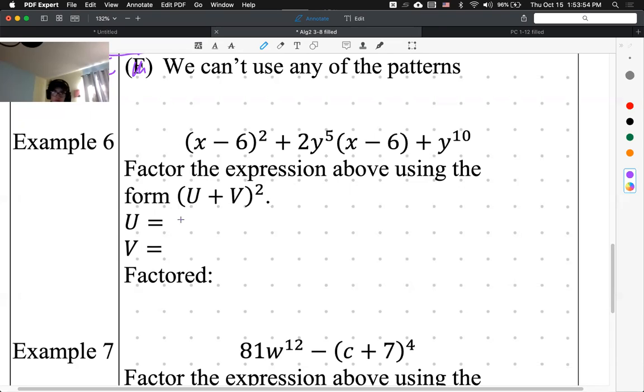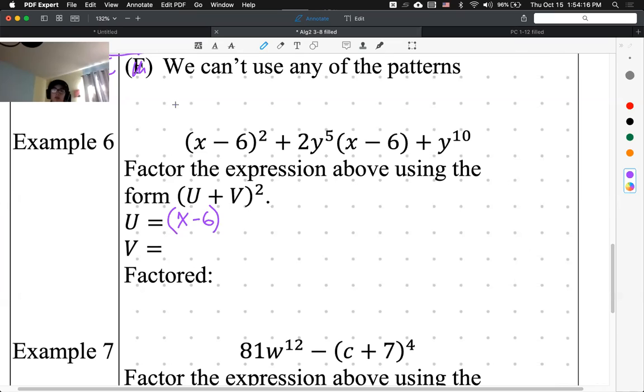U would be just x, the quantity of x minus 6, because when you square the first, double the product, square the last, you're trying to square root the first, and the first is the quantity of x minus 6 squared. So the square root and the square cancel each other out, so you're just left with the quantity of x minus 6. Yeah, that's perfect.